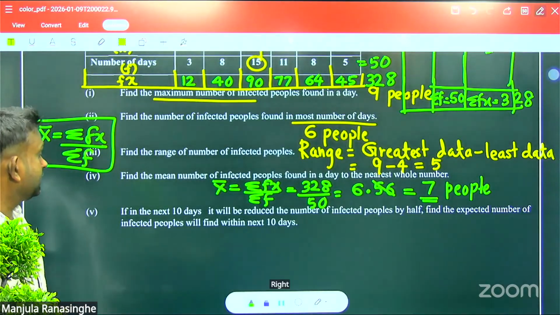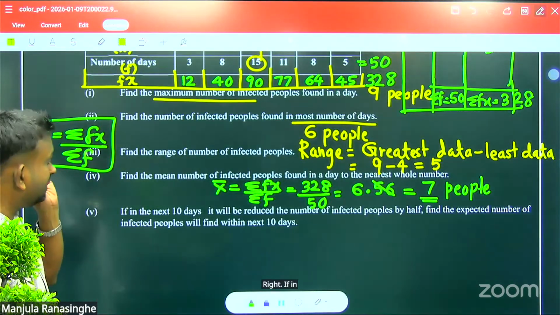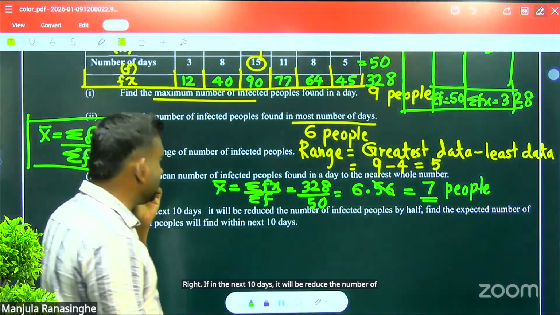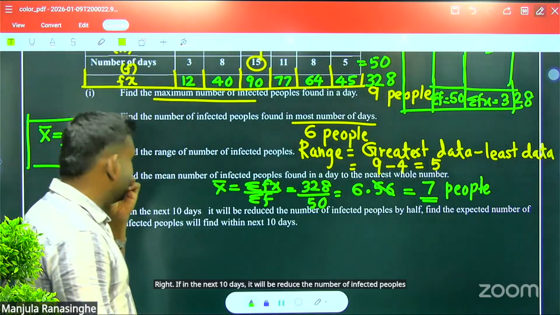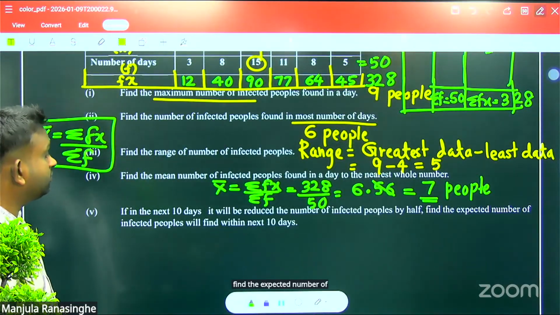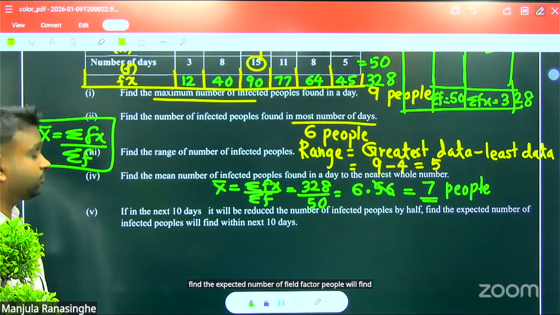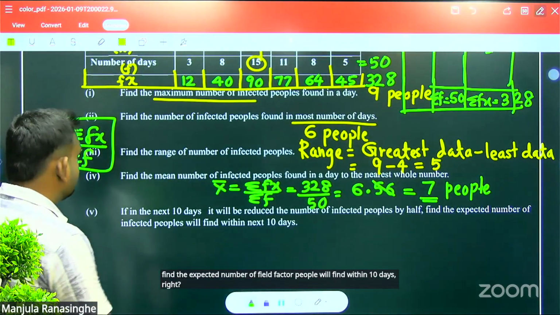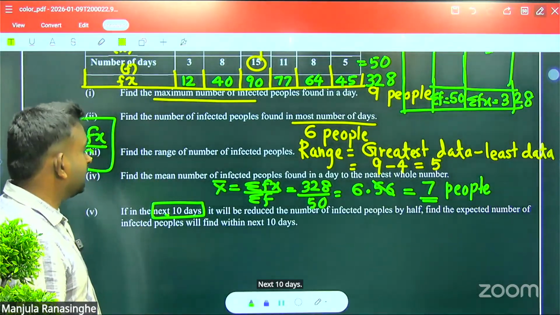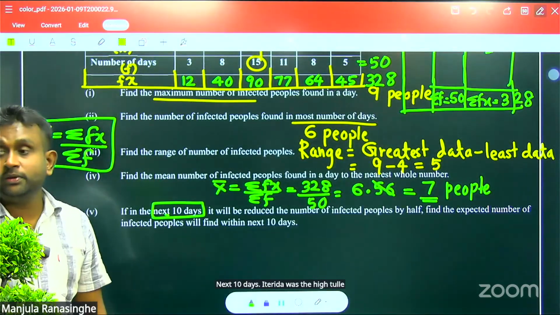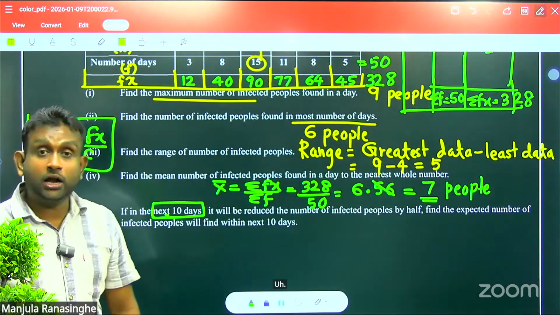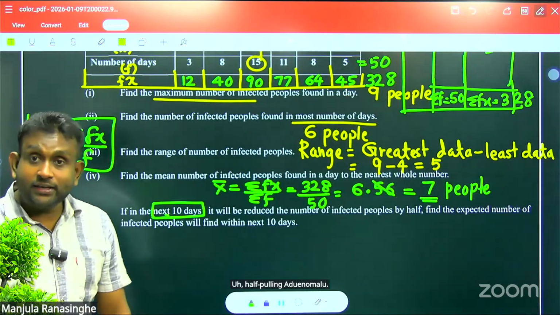Right, if in the next 10 days the number of infected people is reduced by half, find the expected number of infected people within 10 days. Right, so now in the next 10 days the infected people will be reduced by half. So how many are there now?